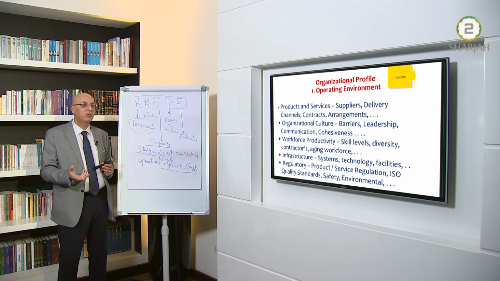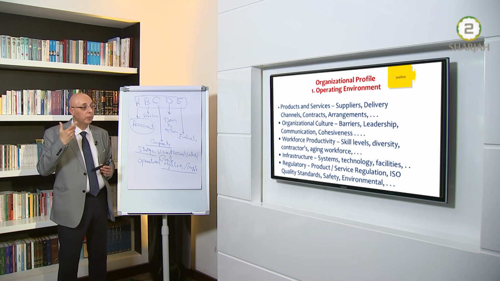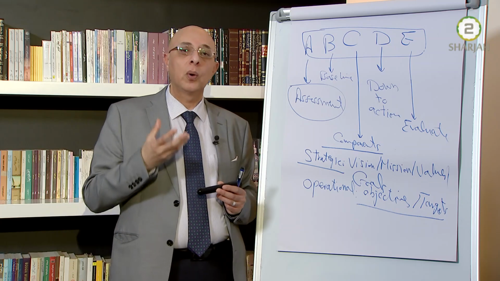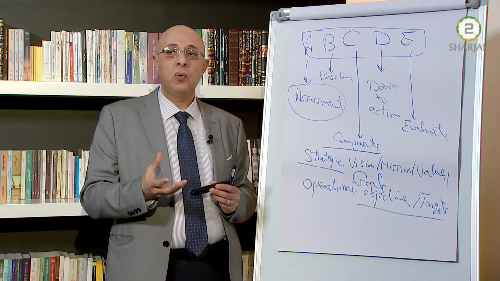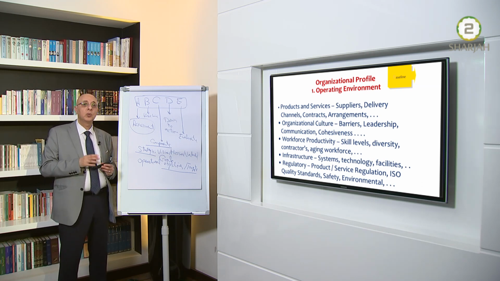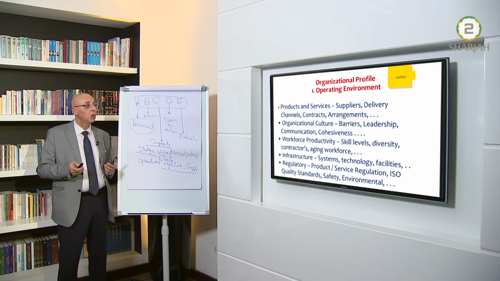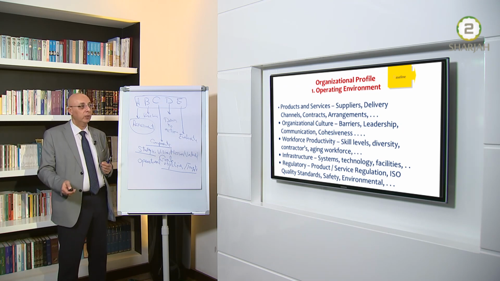Communication is one of the most important values. You can get back to a previous episode about the value of communication. Cohesiveness. What about the productivity of our workforce? Skill level, diversity. Do we have an aging workforce? Do we have youth? All of this to define a baseline. What about your infrastructure, systems, technology, facilities, and regulations, quality standards, ISO standards, safety, environment? All of these would create part of the organizational profile defining the environment.